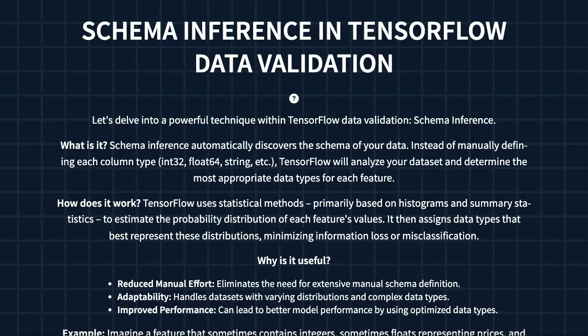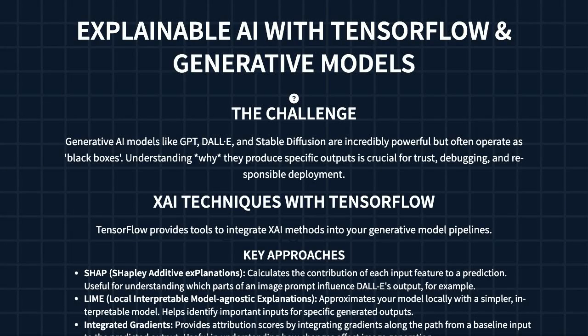And often, using TensorFlow's inferred schema can actually lead to a better performing model. Okay, so we've got some really impressive generative AI models out there: GPT for text, DALL-E for images, Stable Diffusion too. But a lot of times they're like black boxes. We know what they produce, but not always why.